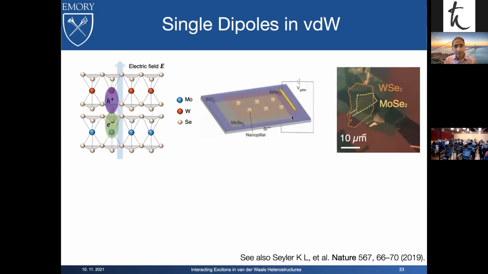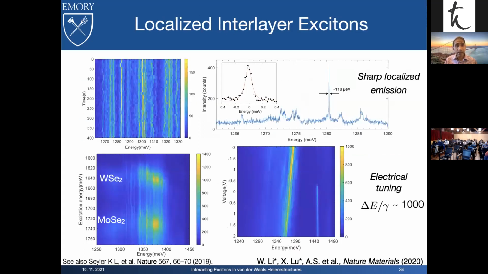We actually make a device where we have this heterobilayer, and we put it in a gated structure to apply an out-of-plane electric field. And this is what we see at low temperature: sharp localized emission in the region of the interlayer exciton, and you can tune its energy by electric field. Okay, so that's nice already. And you can tune its energy by over 1,000 times its line width, which is also quite attractive.